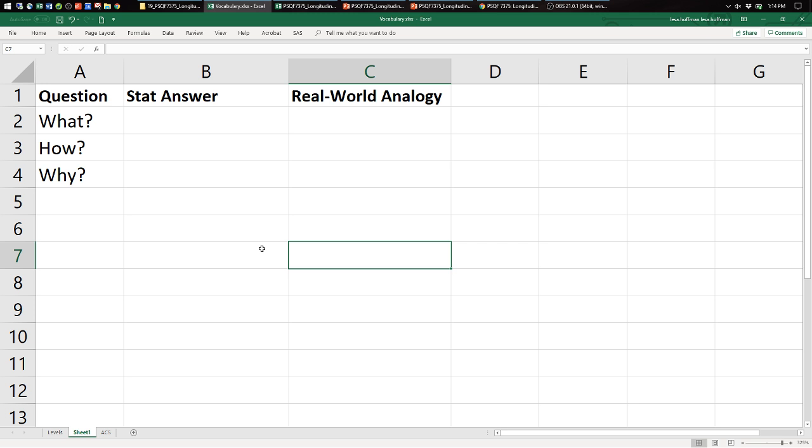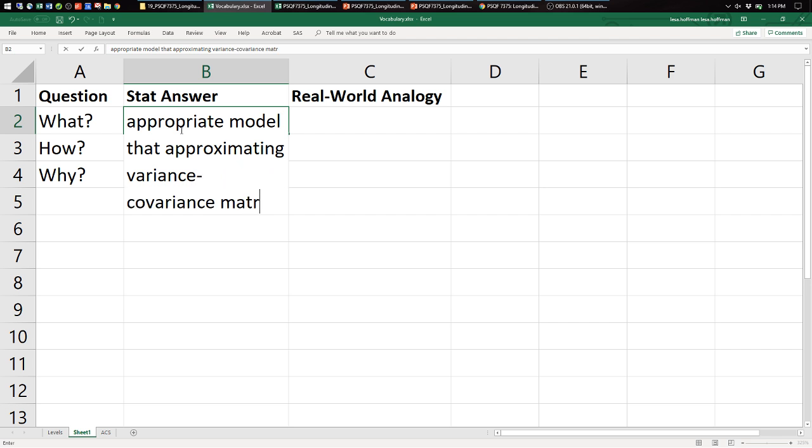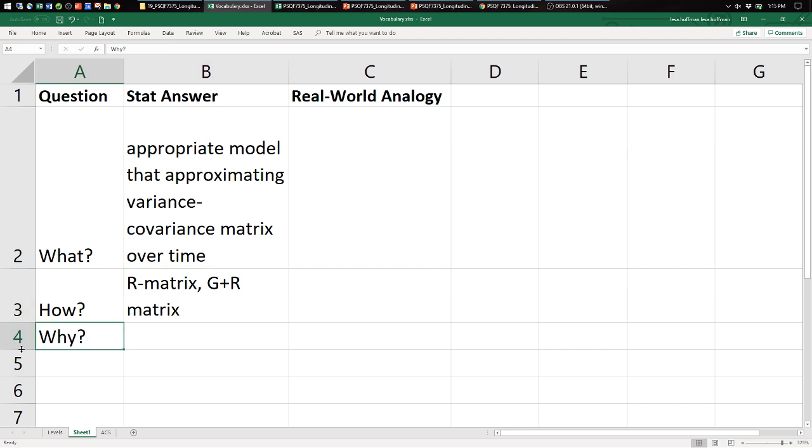So I just wanted to back up here and try to organize what we're doing. First question, what is this unit about? What is chapter 4 about in the first place? If I were talking in terms of statistics, I would say something like finding an appropriate model approximating the variance-covariance matrix over time. That's what we're trying to do. How are we going to do it? Well, we have R matrix structures or G and R matrix structures. Those are our choices. We're going over those.